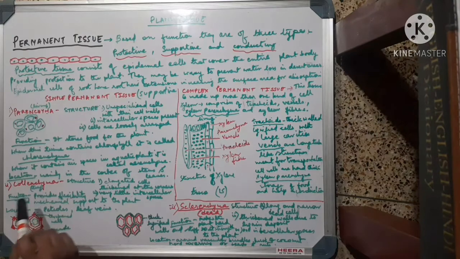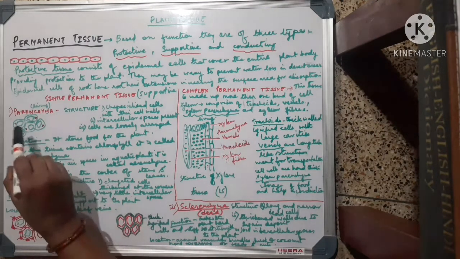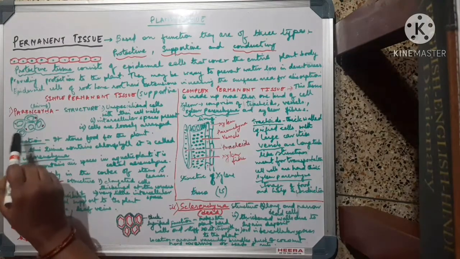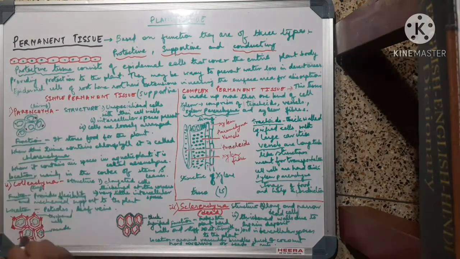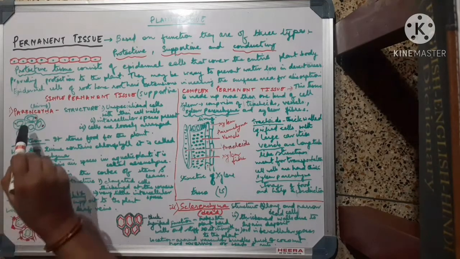The second, collenchyma tissue, is also a living tissue, but the third one, sclerenchyma, is a dead tissue. Parenchyma is living. It consists of... now these three diagrams are TS, transverse sections of tissues.